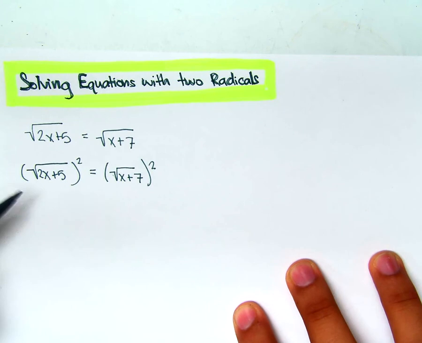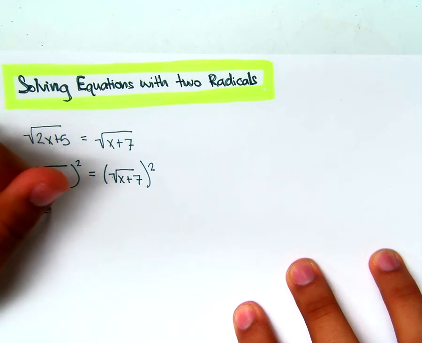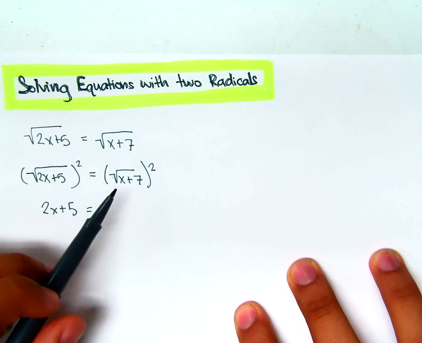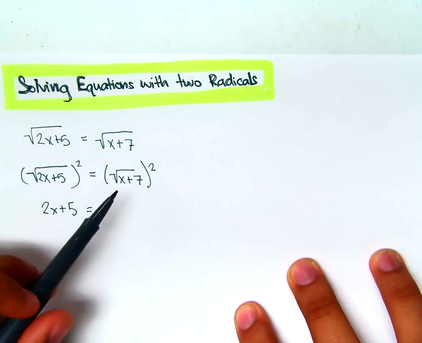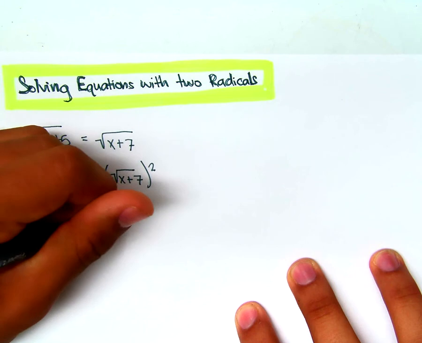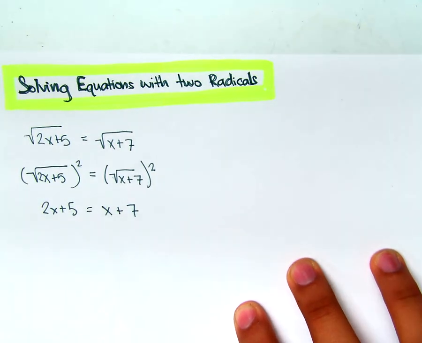And since these are opposite operations, the root is now canceled by the power, and we're left with whatever was underneath. So we now have 2x plus 5. And it just so happens that this was also root 2, so this cancels as well, and this is x plus 7. So you have 2x plus 5 equals x plus 7.